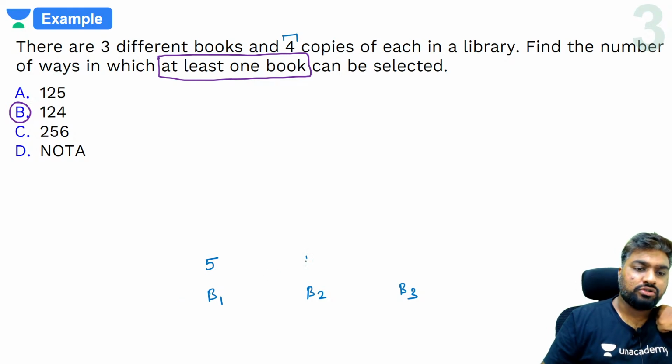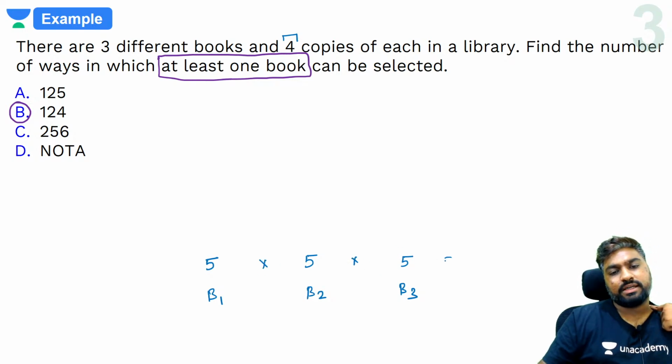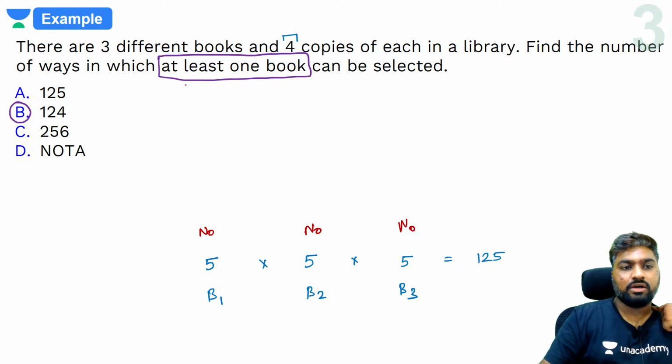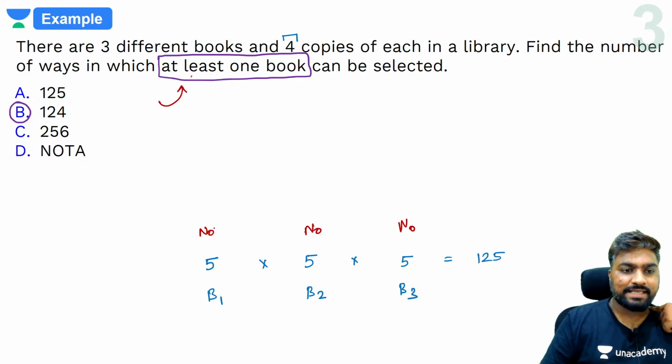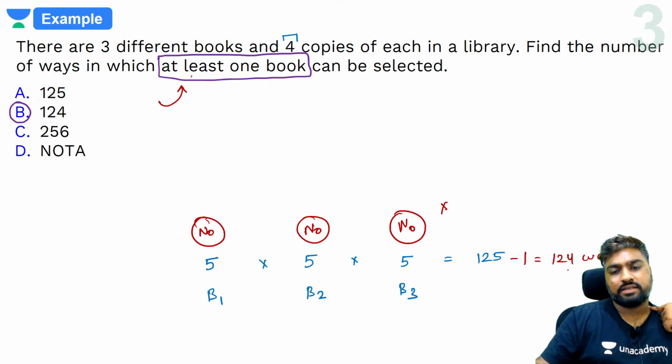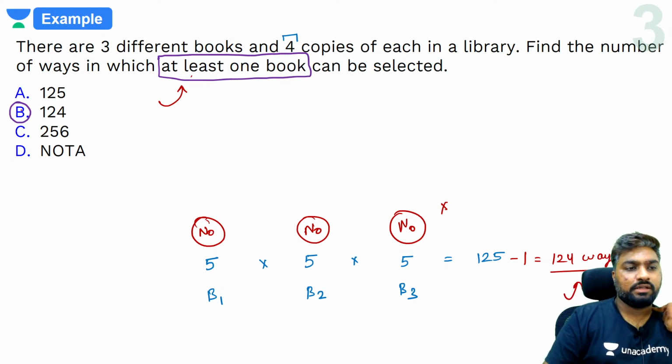Same way with book 2, 5 possibilities. Same way with book 3, 5 possibilities. So the total number of possibilities will be 125. But because we need at least one book, saying no to all 3 books cannot be included. This needs to be removed. How do you remove this? Minus 1. So there will be 124 ways of doing this. Clear?